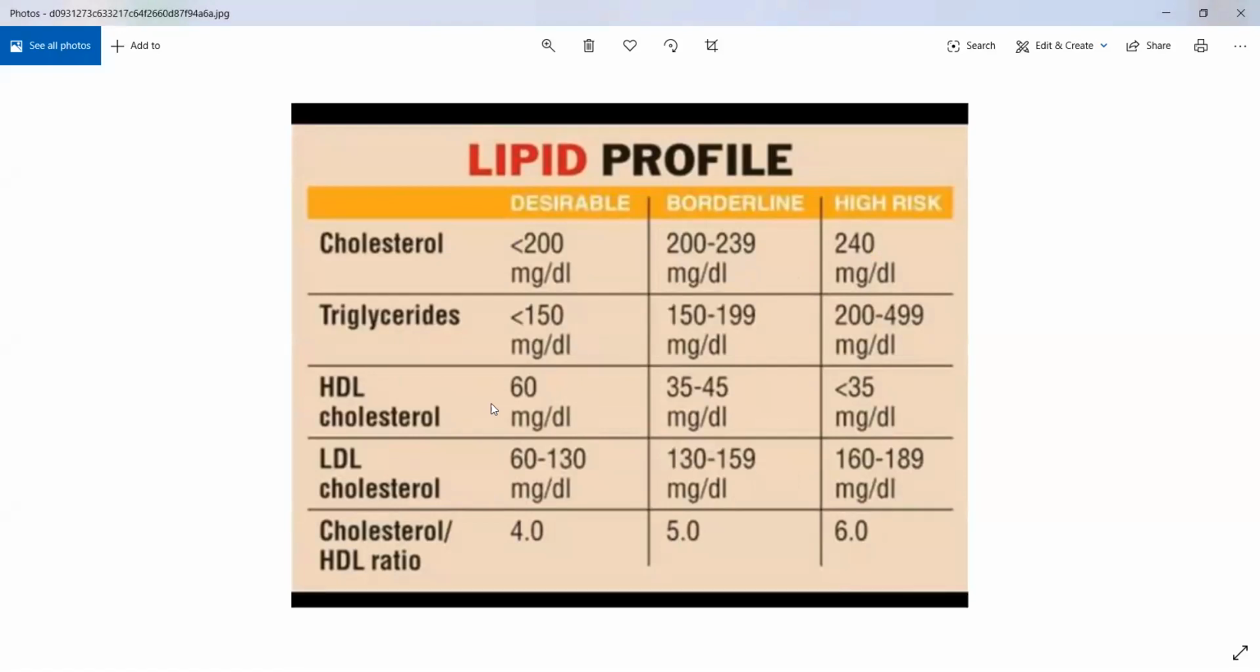This will indicate the levels of cholesterol, triglycerides, HDL, LDL, and the cholesterol to HDL ratio that the patient has. Here we are comparing what is desirable, what is borderline, and what is high risk. But whenever we do it for a patient, you will only see their levels. Sometimes some hospitals give you the patient's values, and beside that they give comparative values, the desirable level. So you might have a patient whose cholesterol is around 250, and beside that you will have the desirable level, which should be less than 200.